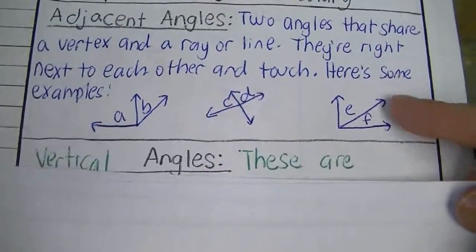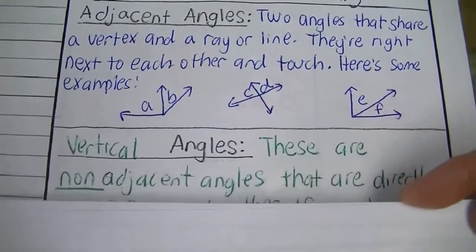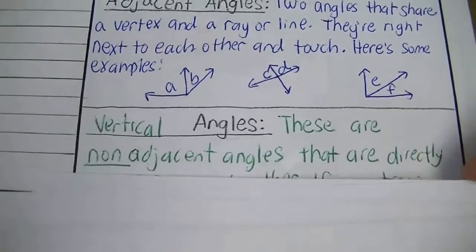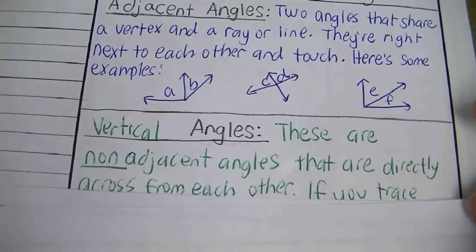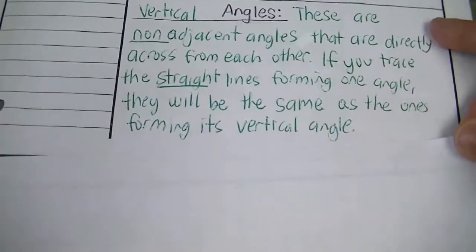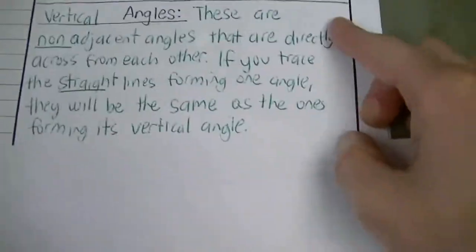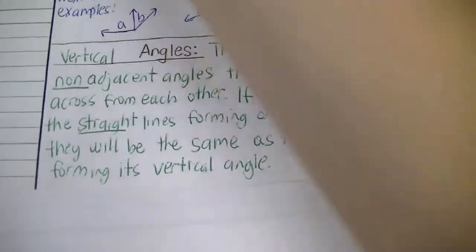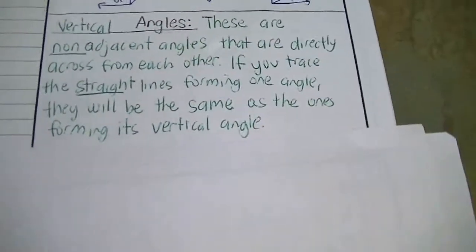The next vocabulary word that I want you to know is vertical angles. These are non-adjacent angles that are directly across from each other. If you trace the straight lines forming one angle, they will be the same as the ones forming its vertical angle. So go ahead and write that down. I'm going to show you a picture of it, okay?